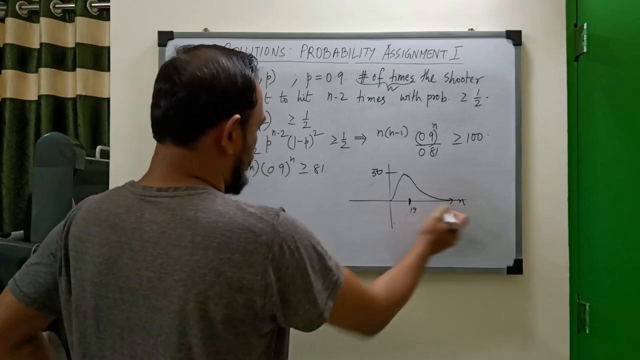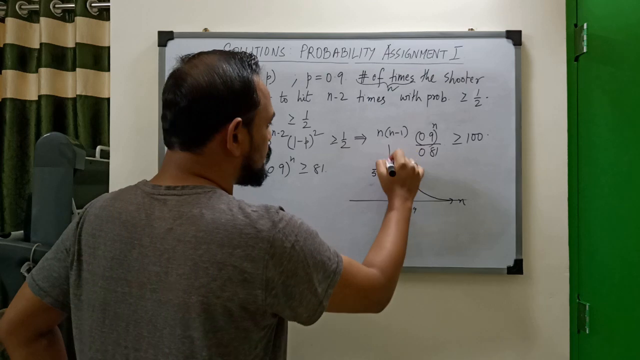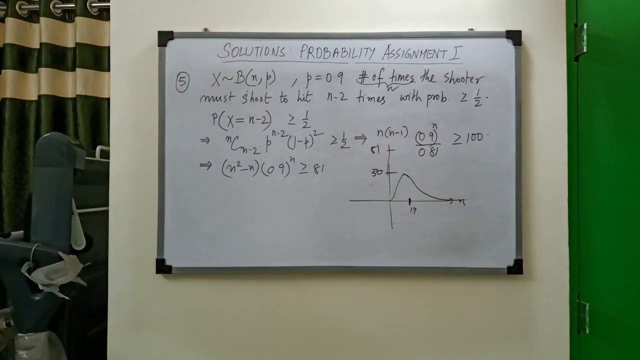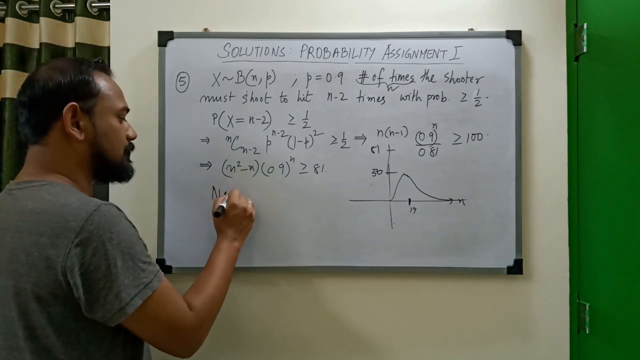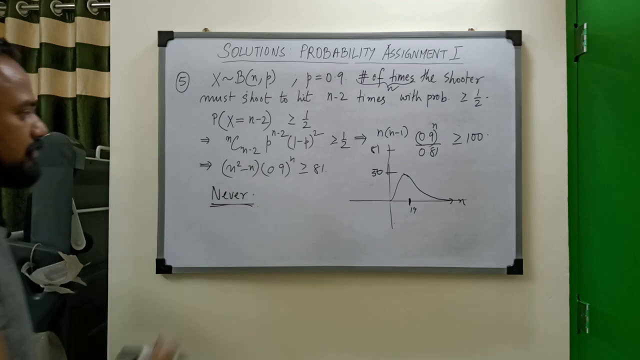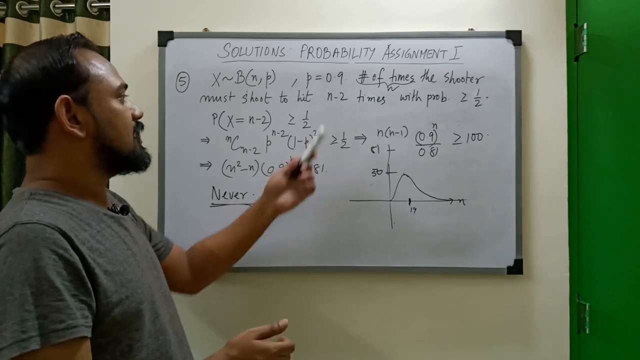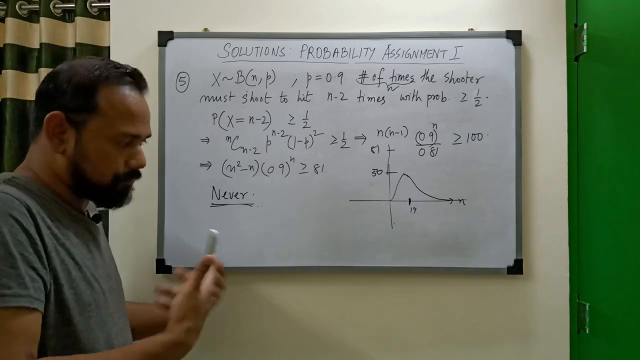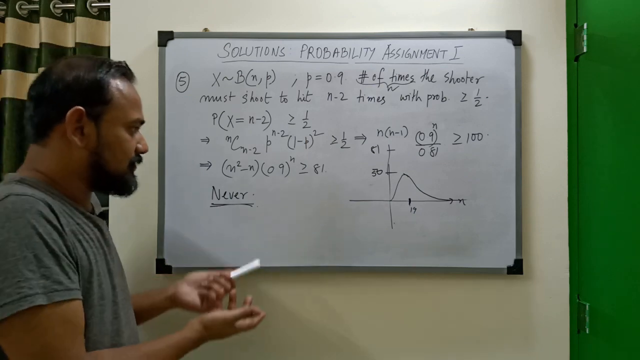If you're plotting n here, the question is, when will this value be more than 81? The 81 is somewhere up there. The answer is never. Okay, the answer is never. So really, the answer for this problem is that it doesn't matter how many times the person shoots, he will never hit the target n minus 2 times with a probability of 50%, a probability half. Okay, so really that's the answer.